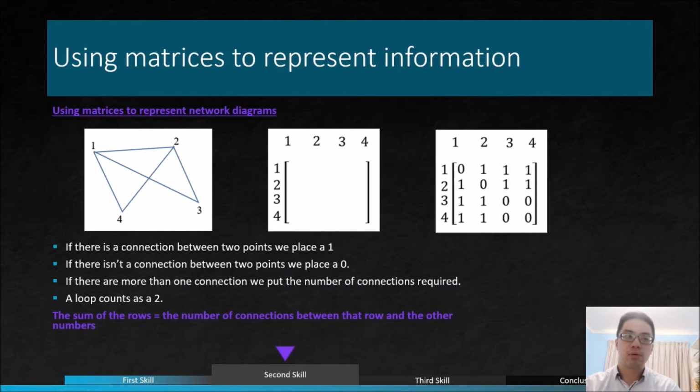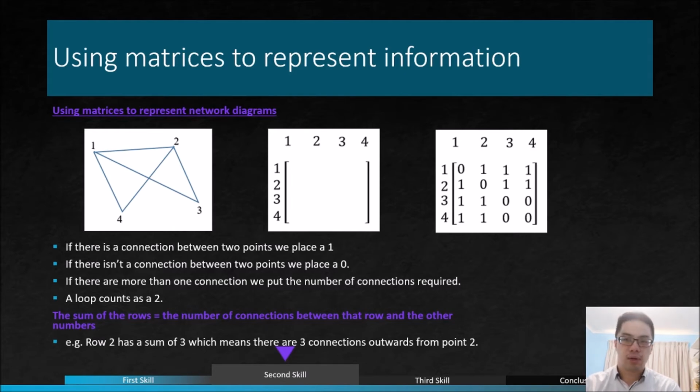Rule for the sum of the rows. So for example, row 2 has a sum of 3, which means that there are 3 connections to point 2.